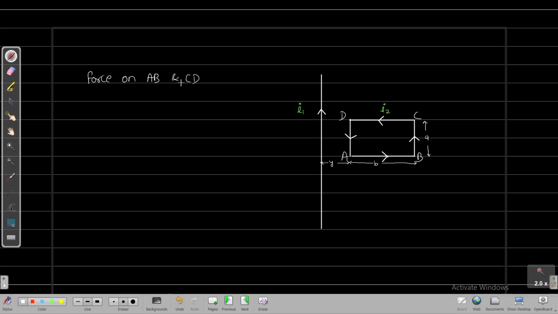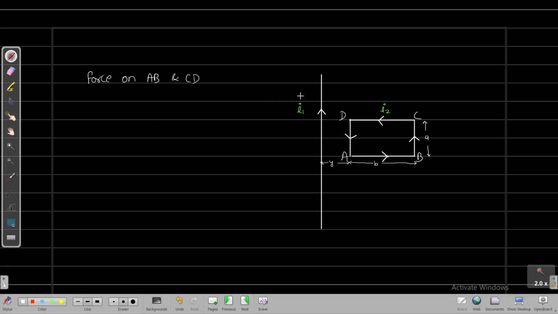So our purpose will be to solve for the force on AB and CD. You can find it on AD and BC, they are easy, and although AB and CD are also easy, for the sake of problem 5.4 we will see how to find the force on AB and CD.